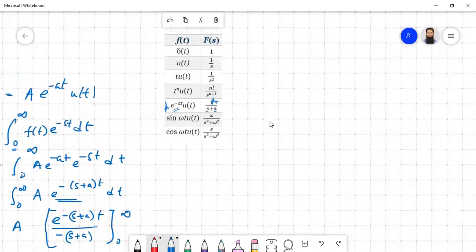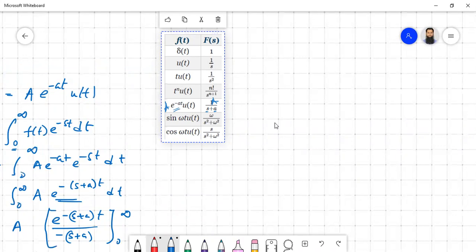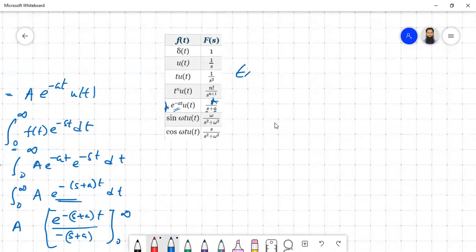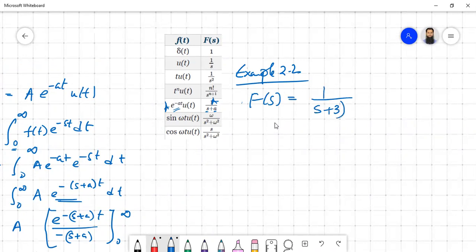Okay, so let's take the help of the table to solve your example 2.2. So what it says is you have to find the inverse Laplace transformation. Now F(s) is given. F(s) is actually 1 by (s plus 3) whole square. So s plus 3, it is related to this one, isn't it? S plus something, so s plus 3. So it is related to e to the power minus a t. So we can say that in the result we will have something like this, e to the power minus 3t, because this is related to this one.